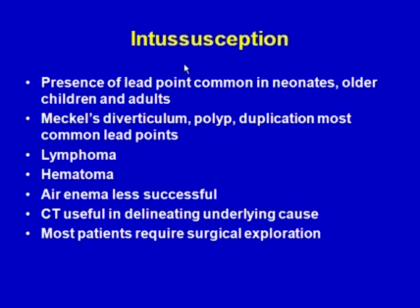Idiopathic intussusception generally occurs from about 6 months of age to about 4 years. So in children younger or older than that, there's usually a lead point, most commonly a Meckel's diverticulum or a polyp or duplication cyst. Lymphoma and hematoma can also act as lead points, though they're less common. And certainly when there is a lead point, an air enema can still be attempted, but there's a much lower success rate.